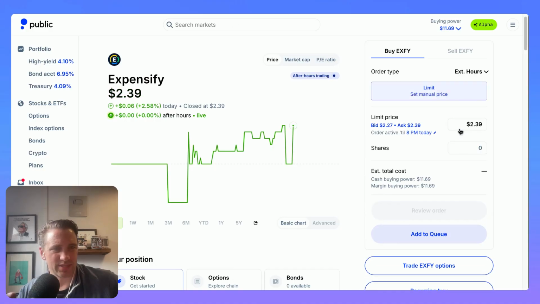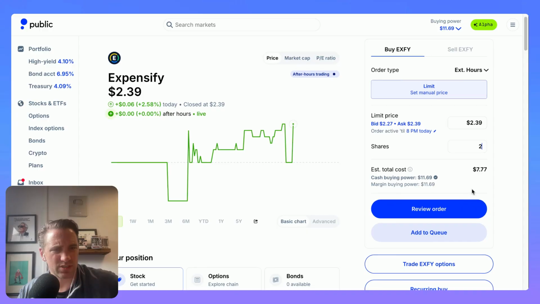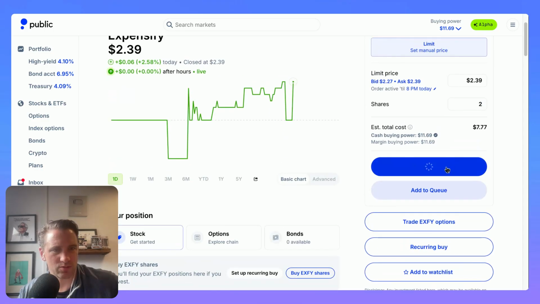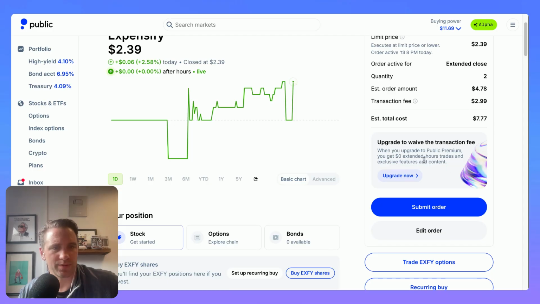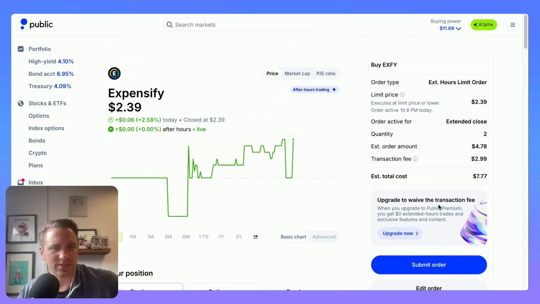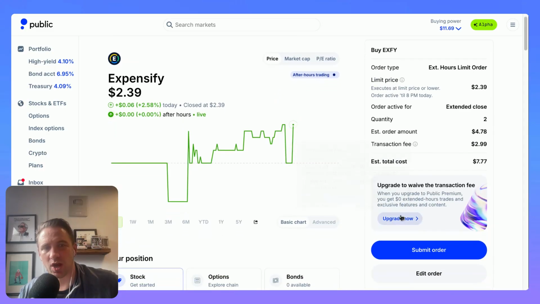Expensify, extended hours. Let's do shares. Oops. Let's buy 2 shares. Let's see here. It closed at 239. Let's see if we can get 2 shares of Expensify. Let's go to review order here. All right. There is a transaction fee for after hours. I have to upgrade to waive the transaction fee. So keep that in mind.